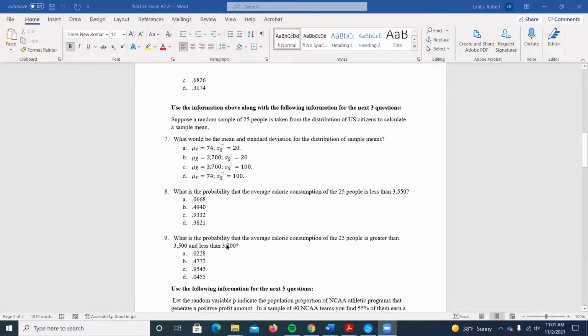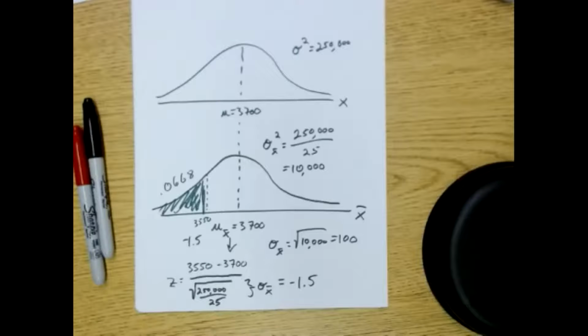In problem 9, I want the probability that I'm greater than 3,500 but less than 3,700. Okay. So I'm looking at a kind of similar example.